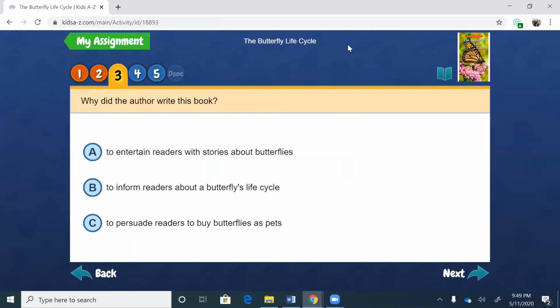Why did the author write this book? I'm going to have you answer this one. Now think about it. It's nonfiction. So when it's a nonfiction book, it's giving you information. So that keyword information is really important. I'll read the answers. A, to entertain readers with stories about butterflies. B, to inform readers about a butterfly's life cycle. Or C, to persuade readers to buy butterflies as pets.